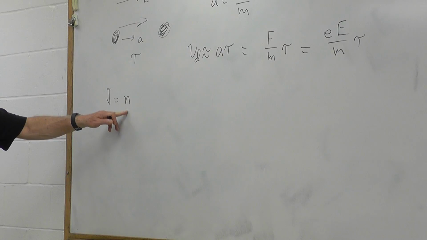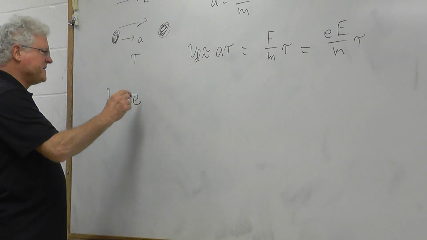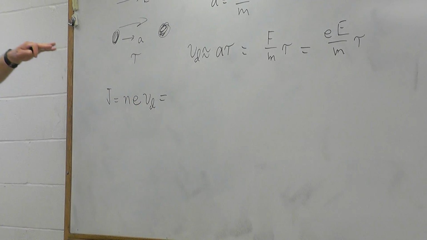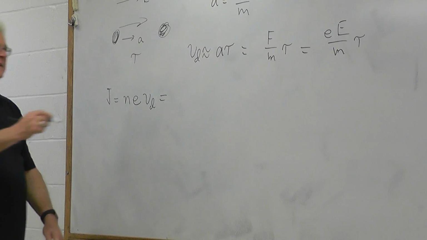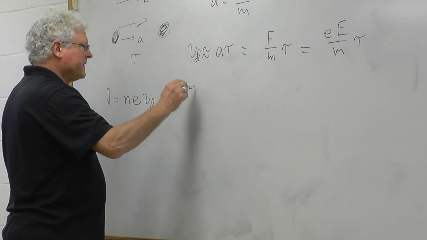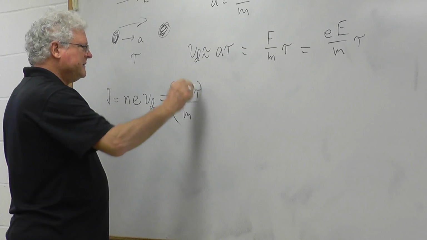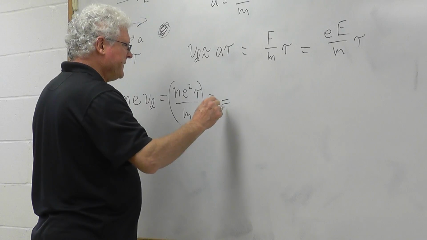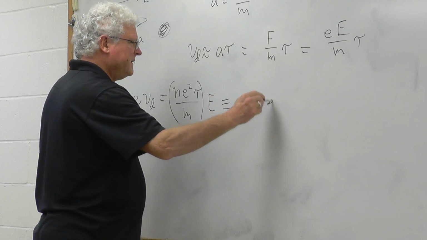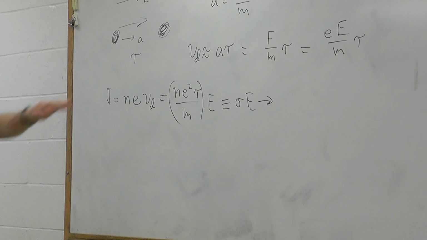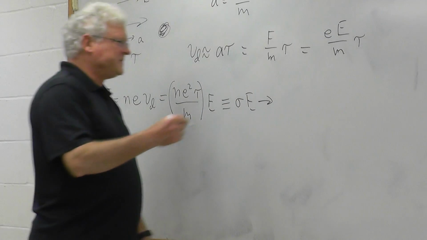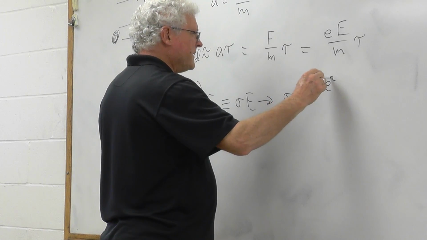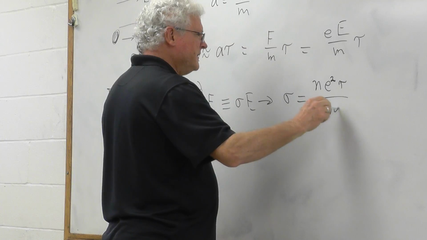So that's typically written as N times the charge, e, times the drift velocity. And so if I do a bit of algebra, put these two together, what does that give us? That gives us N e squared tau over m times E. And by definition, we say that's equal to sigma times E. And so you can see that with a few lines of algebra, we end up deriving this expression that the conductivity of your material is N e squared tau over m.